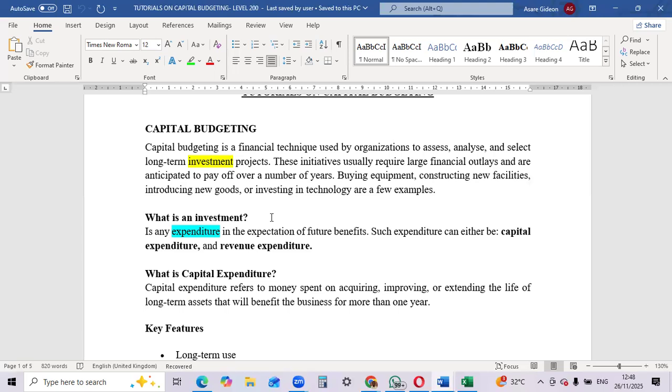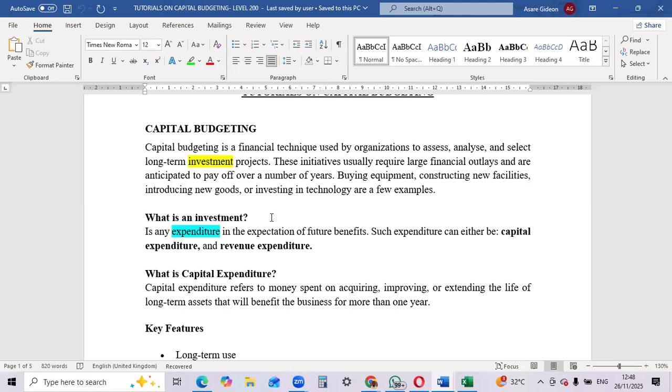Now, what we are saying is that expenditure has been grouped or categorized into two. We have capital expenditure and then what? Revenue expenditure. Now, when you take capital expenditure, we are saying that this expenditure is incurred when we are acquiring, improving, extending the life of a long-term asset. And basically, what it means is that that particular extension or acquisition, or let's say procurement of that long-term asset, we anticipate that there will be a benefit of that particular asset for more than 1 year.